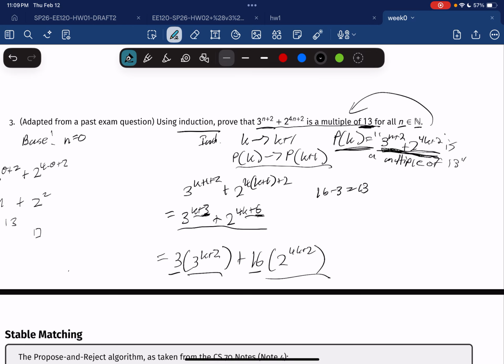So this can be rewritten as 3 times (3^(k+2) + 2^(4k+2)) plus 13 times, sorry, I'm running out of space, 2^(4k+2). Since the first part is a multiple of 13, and 13 is a multiple of 13, we see that our inductive step is complete. And that concludes question 3.